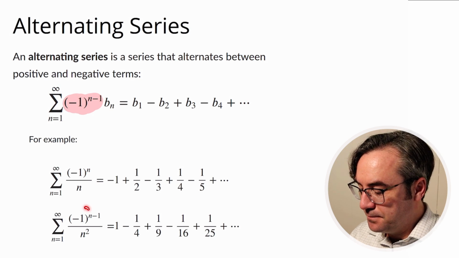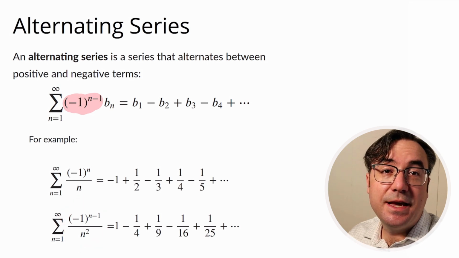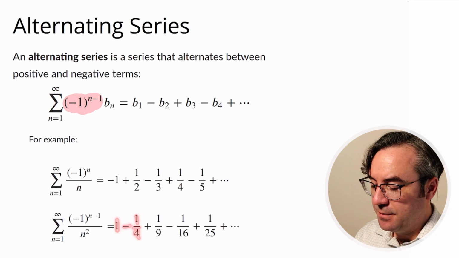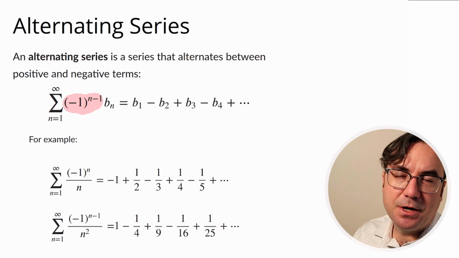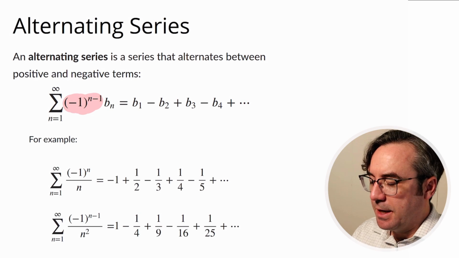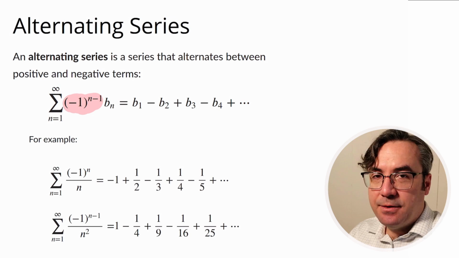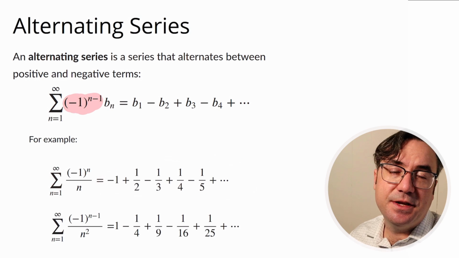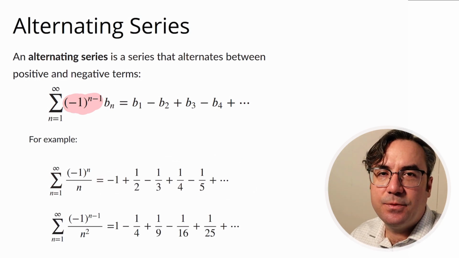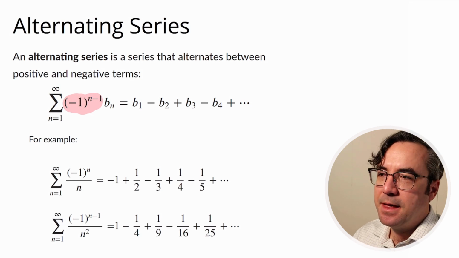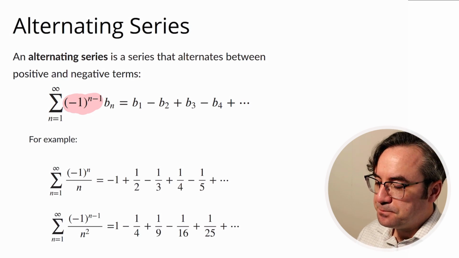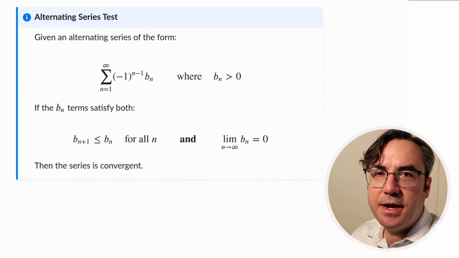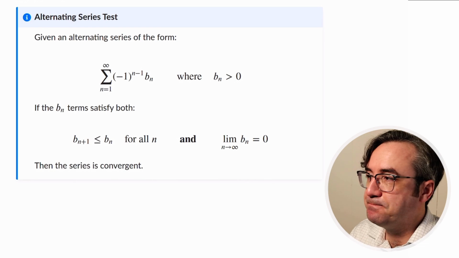Same thing, -1 raised to the n-1 over n squared starts off positive, then goes to negative, then goes to positive, and so on in our list. All right, so again, when we're doing a series, we're trying to figure out, does this infinite sum actually make sense? Can we actually do that infinite summation? What we're going to see is we can use this alternating series test to help us answer that question.